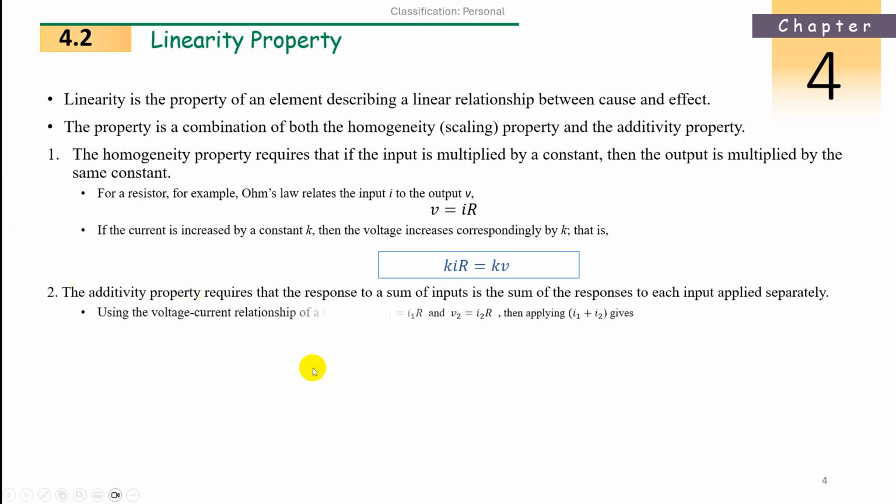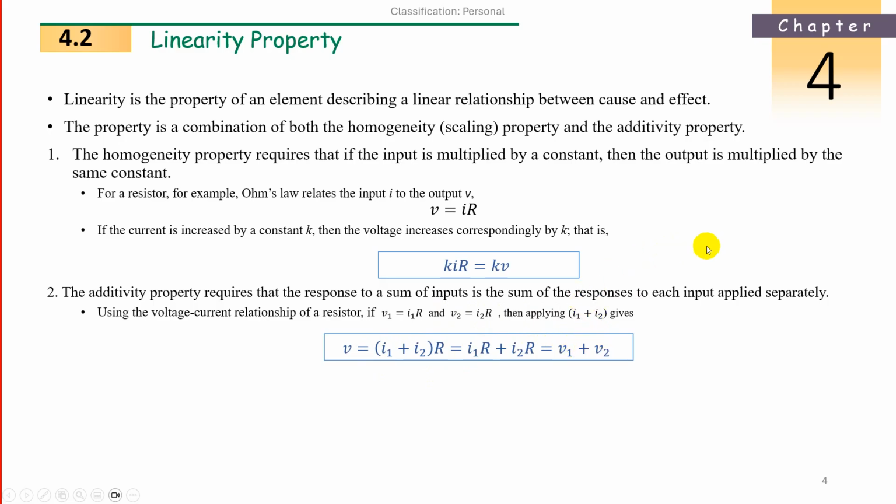Let's see here. Using the voltage-current relationship of a resistor, if V1 is equal to I1R and V2 is equal to I2R, then applying I1 plus I2 will give V equal to the total voltage, which is I1R plus I2R. Then V1 and V2 we can join together. V1 plus V2 can join together. This is called additive.